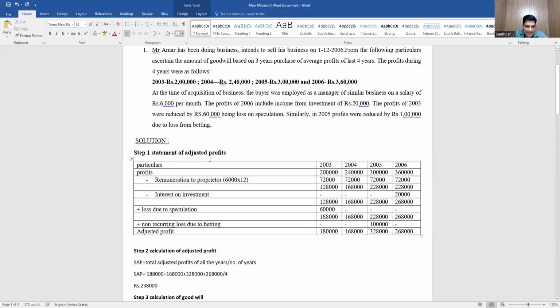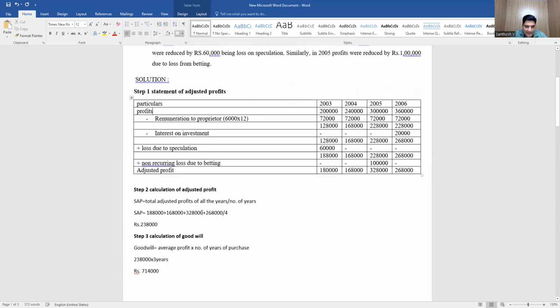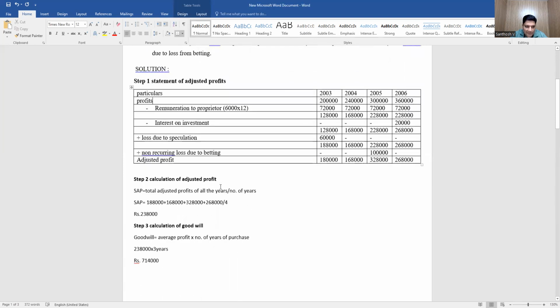See, statement of adjusted profit, to identify the adjusted profit, we did this particular thing. And step number 2, calculation of adjusted profit. To identify this, we have to apply this formula, that is the total adjusted profit of all the years, divided by the number of years. And we get 2,38,000. Then step number 3, calculation of goodwill.